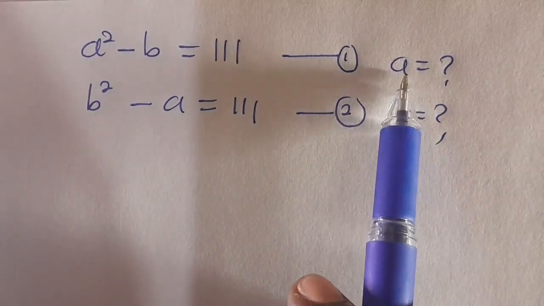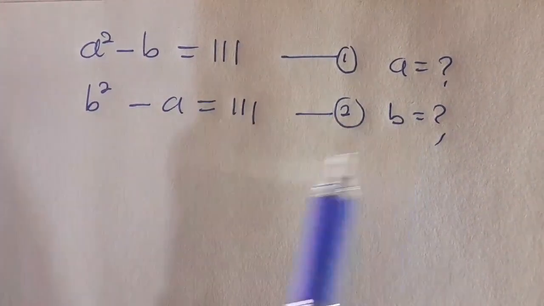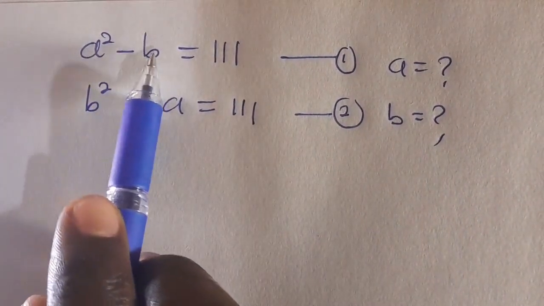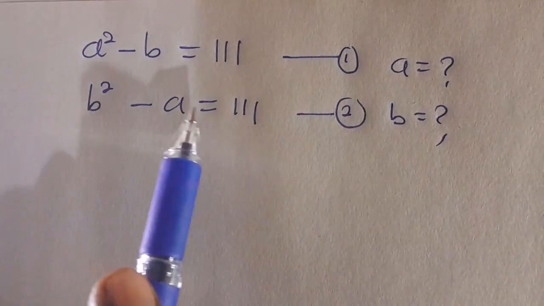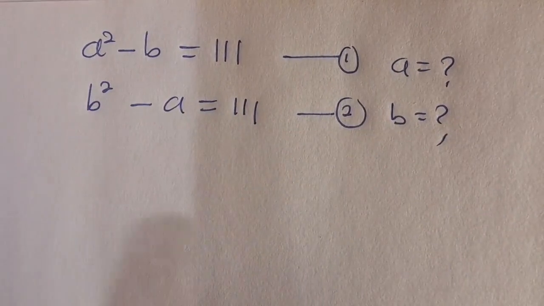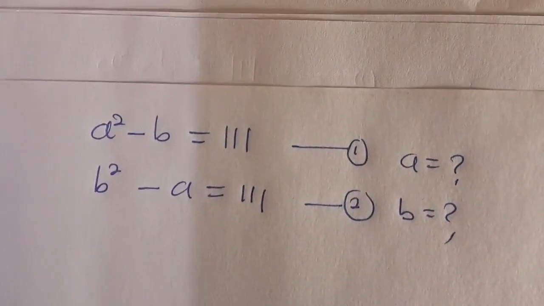Today we want to find the value of a and b given that a squared minus b equals 111, then b squared minus a equals 111. So guys, let's get to the solution.